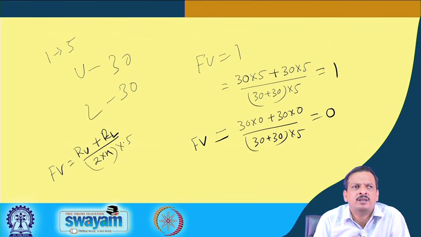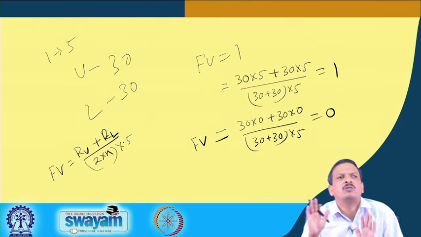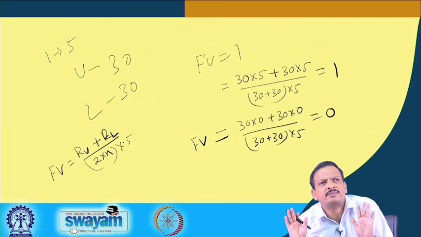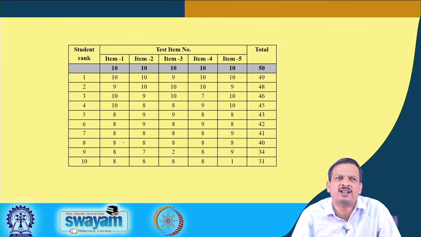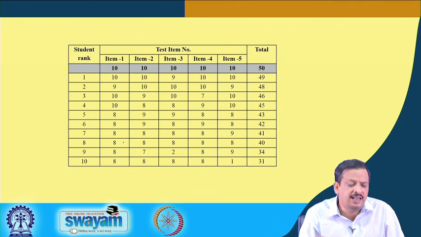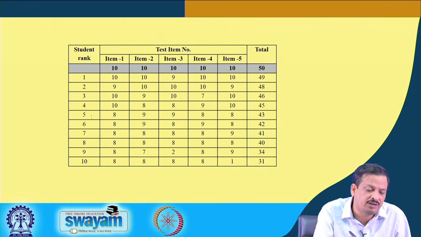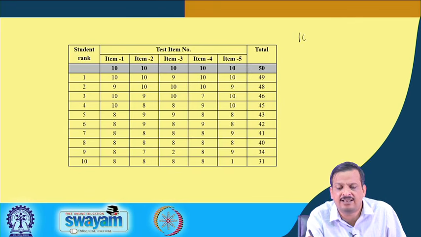Is that clear? So, facilitation value will be calculated as marks obtained by lower group plus marks obtained by upper group divided by the total group size into test item marks. Okay, so let us take an example. I will come to multiple choice questions later on. First is summative exam. Let us say I have 10 questions and 10 students in my class. So, total number of students in class is 10.